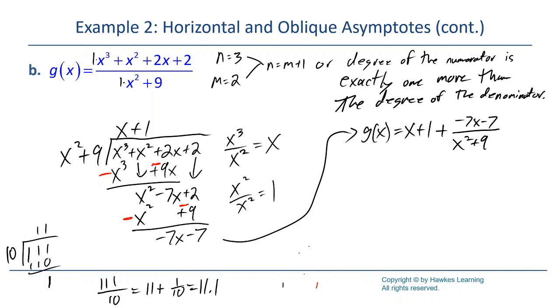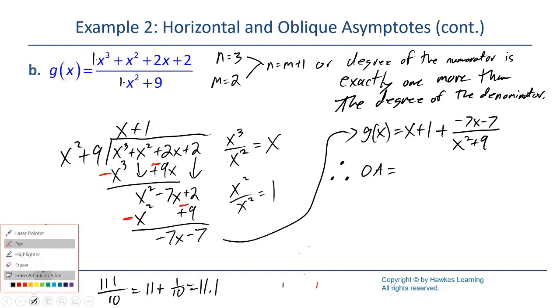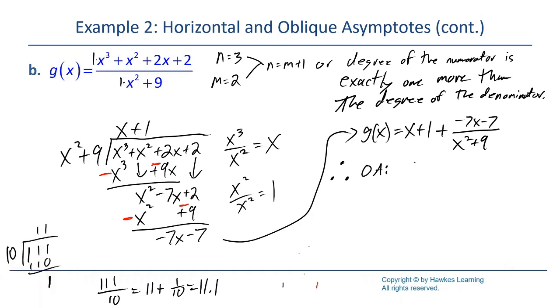So to get the oblique asymptote, the oblique asymptote is y equals x plus 1. You drop the remainder for the oblique asymptote. And again, this will just give you a guide.